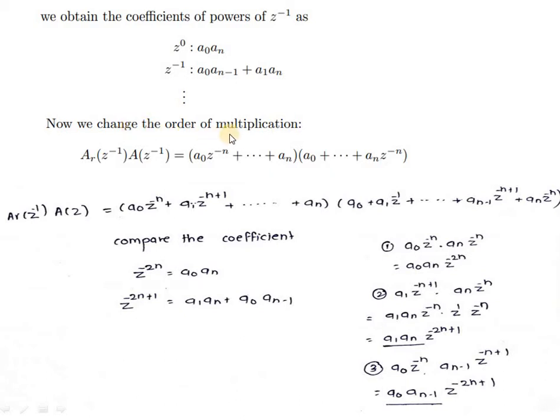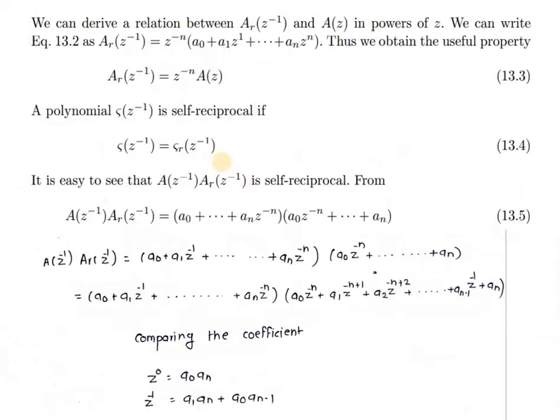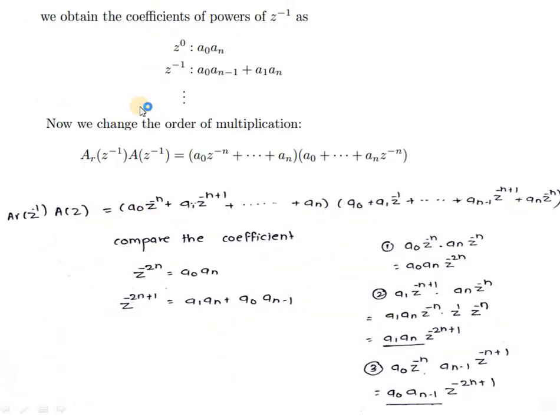Now we change the order of multiplication. Previously, first we take a of z raised to minus 1, and then we take ar of z raised to minus 1. But here we have taken first the reverse polynomial, that is ar, and then we take a. With this multiplication, the first bracket is for the reverse polynomial and the second bracket is for the polynomial.